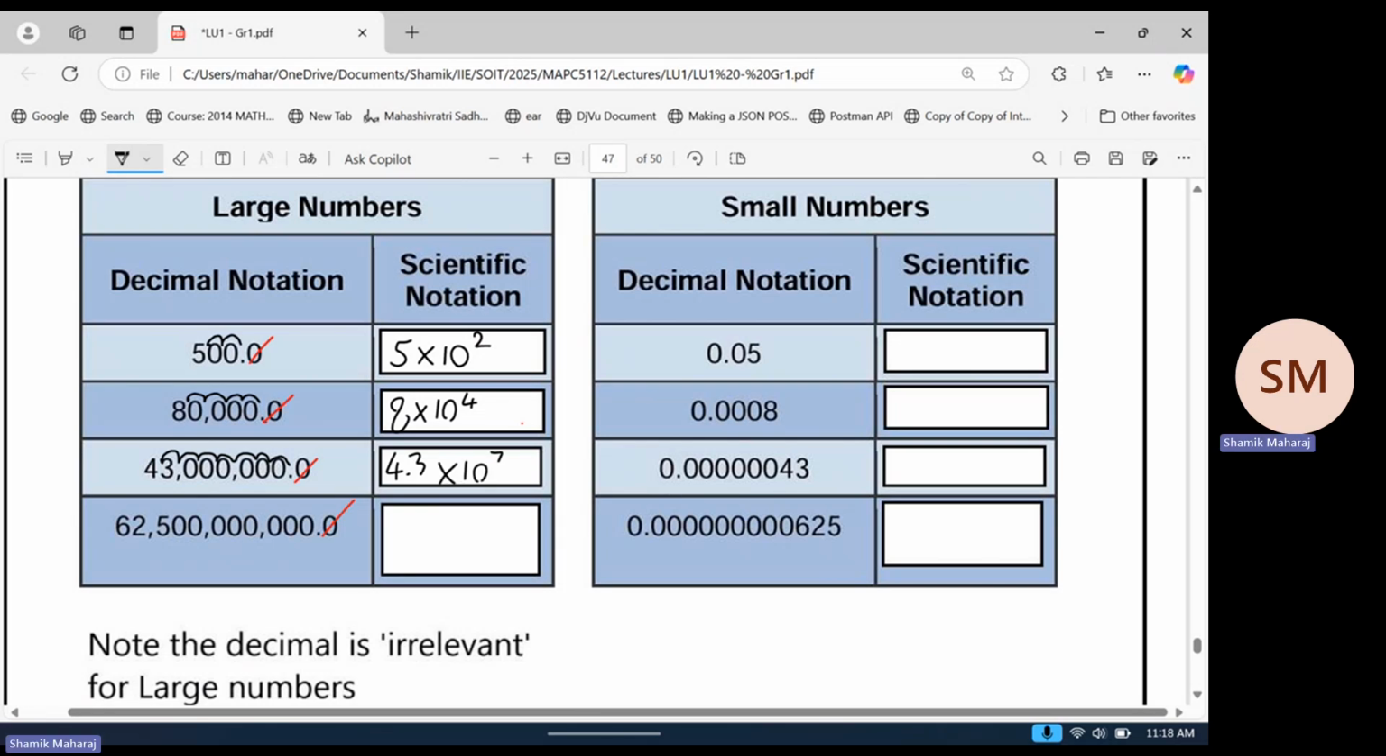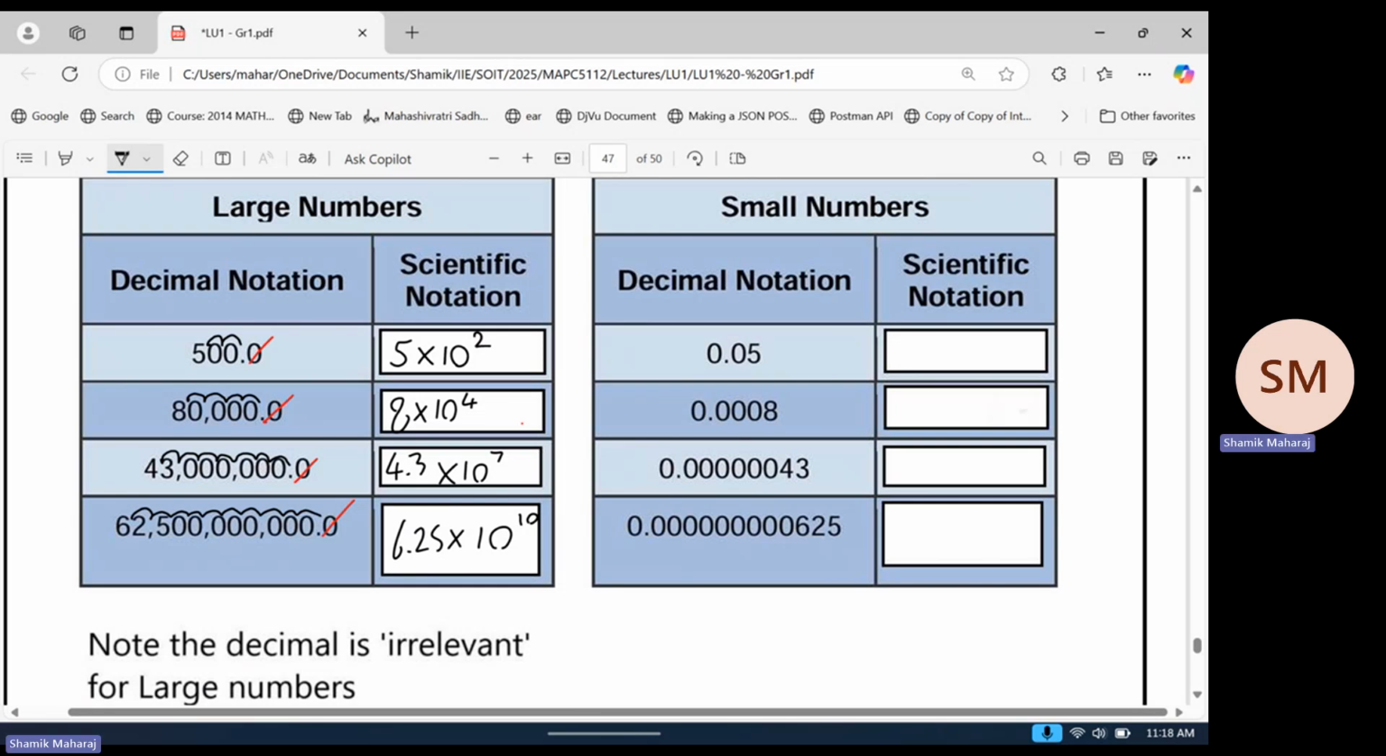Okay, and a similar thing at the bottom here. This is going to be 6.25 times 10 to the power. Let's check. 1, 2, 3, 4, 5, 6, 7, 8, 9, 10. 10. Did I count that right? I think so. Looks good.